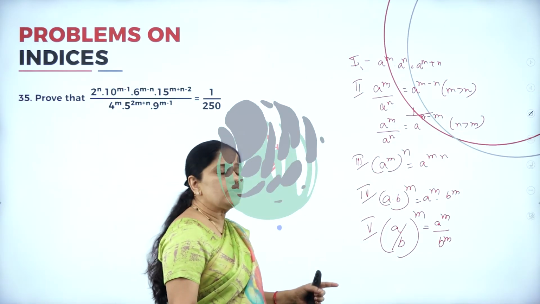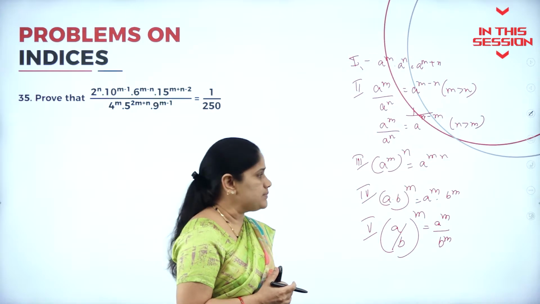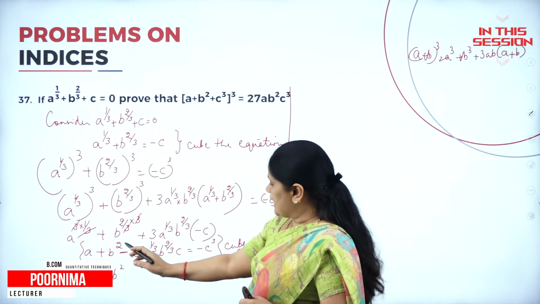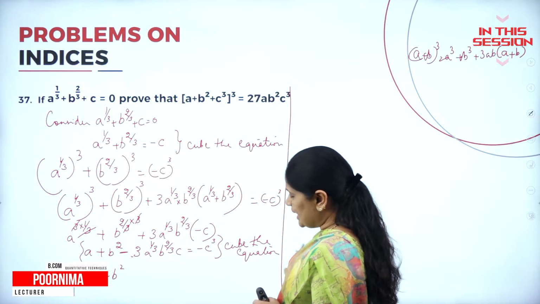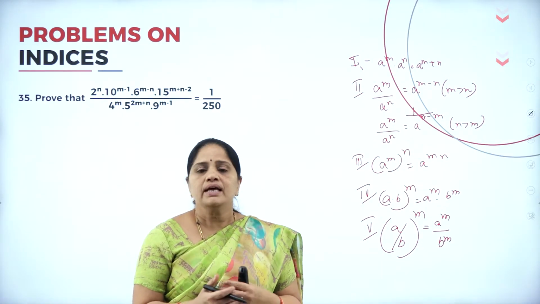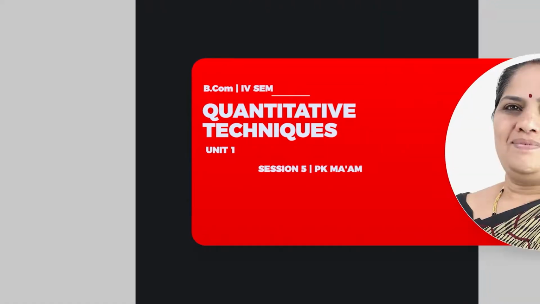Only when we are thorough with these laws, we will be able to work out the problems. What I'll do is, I'll bring this c cube to the left hand side and this expression to the right hand side. So when you break it down to the smallest unit, then we can apply the laws of indices.